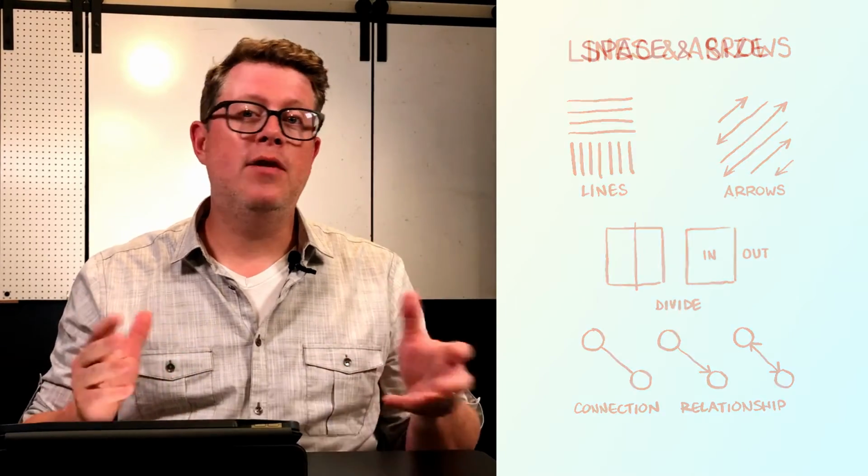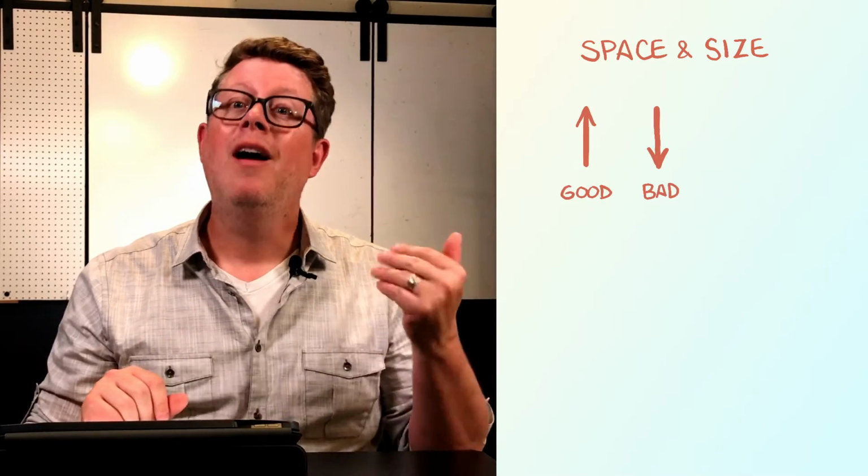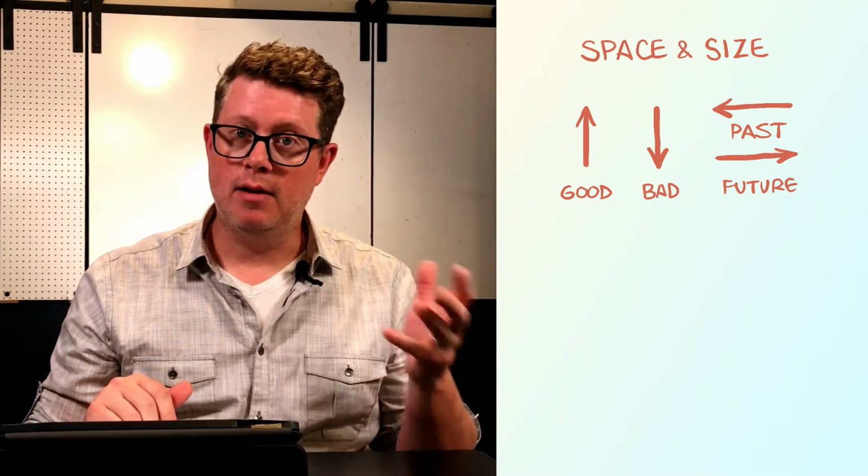The fourth element in Visual 1 is space, or the spaces on your page or board. We often associate spaces with different things. For instance, up is good and down is bad, or high and low. To the right may be the future and the left the past.